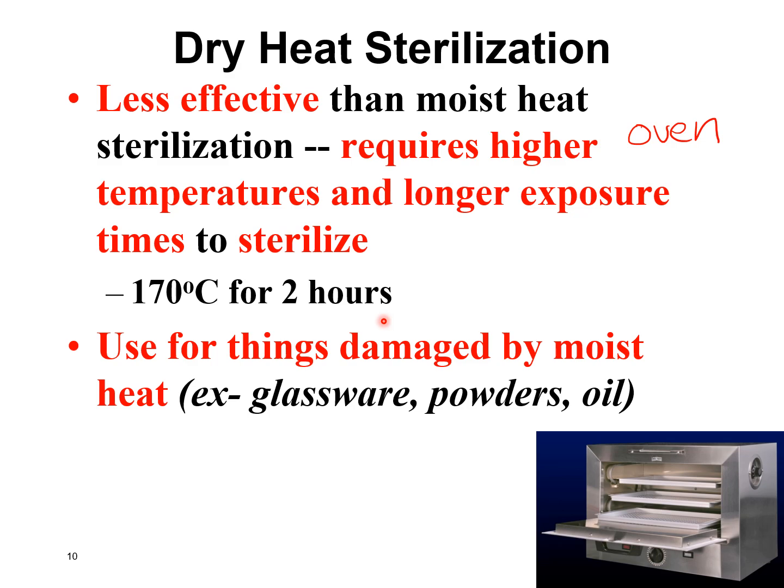So we're going to be using this for things that would be damaged by moist heat like steam from the autoclave. So we'll use this to sterilize glassware because the steam can actually etch and scratch the glassware and make it cloudy, and then powders because steam from the autoclave mixing with a powder would make a gooey mess. And then if you had to sterilize some sort of an oil, the water and oil don't mix very well, so that wouldn't work very well either.